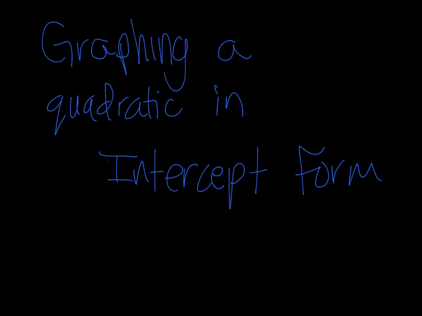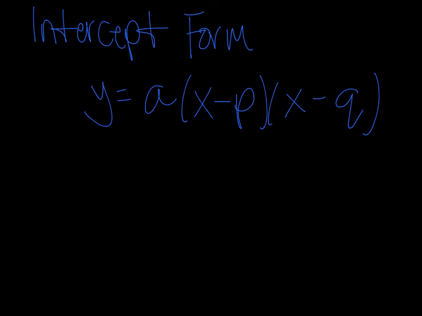Today we're going to discuss how to graph a quadratic in intercept form. A quadratic written in intercept form is written as y equals a times the quantity of x minus p times the quantity of x minus q. Remember, we have minus signs inside of our binomials. That should stay there to represent our variables. Let's look at our steps now.